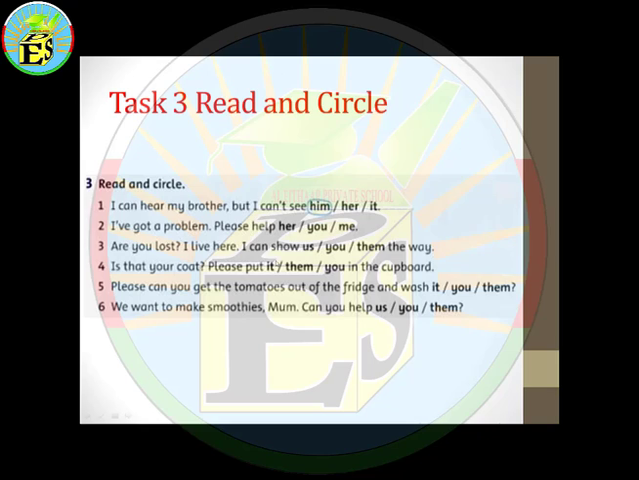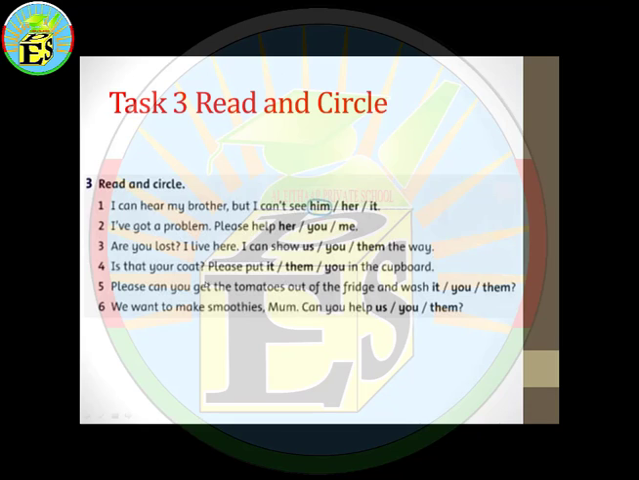Number 5, please, can you get me the tomatoes out of the fridge and wash it, you, or them? Tomatoes. This noun here is plural, tomatoes, which means more than one. The pronoun that we need to use with plural is them. If it's 1 tomato, then it's going to be please wash it. But we have tomatoes, so please wash them.